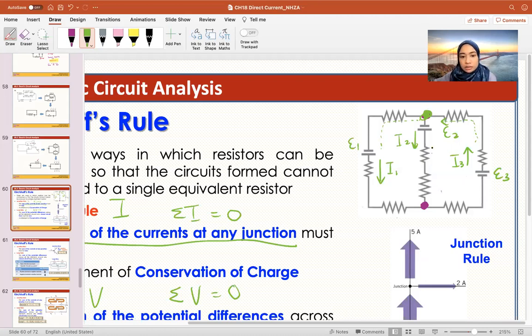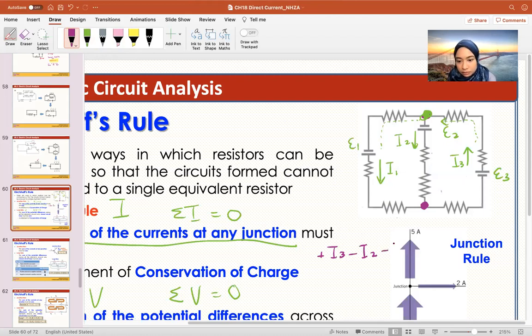So the junction rule says your sum must be equal to 0. What goes in must come out. What goes in must come out. So from this, we can say that I3 goes in, so it's positive. I2 goes out.